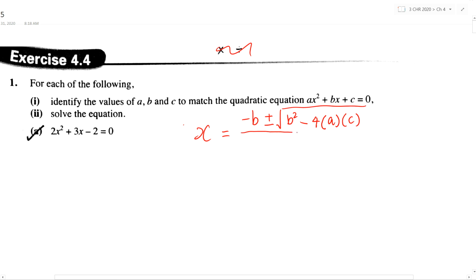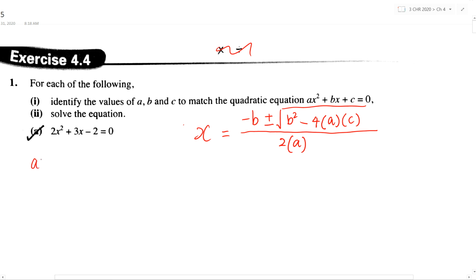Now we divide all this by 2 times a, so minus b plus minus square root of b squared minus 4ac, over 2a. What is the value of a? 2. In this example, we have our values of a, b, and c. So apparently this very complicated formula is going to give us the answer. Let's check if it is true.